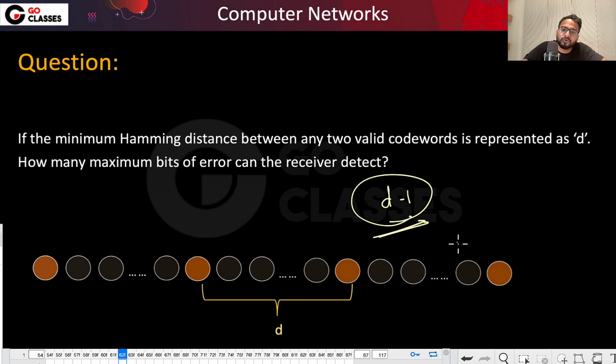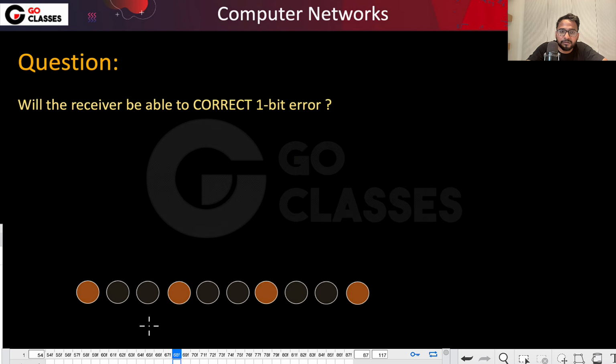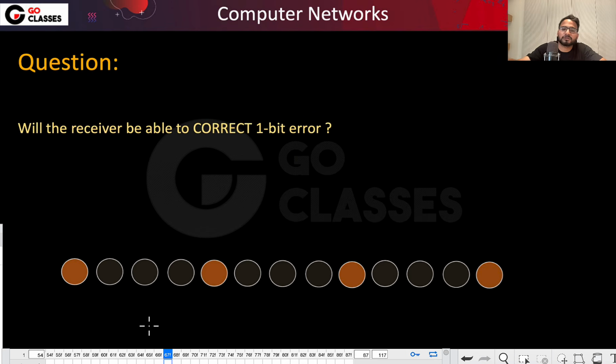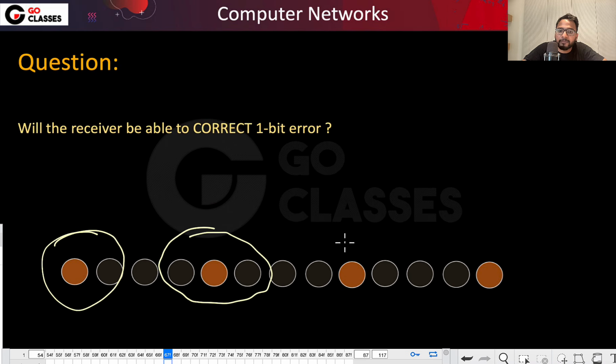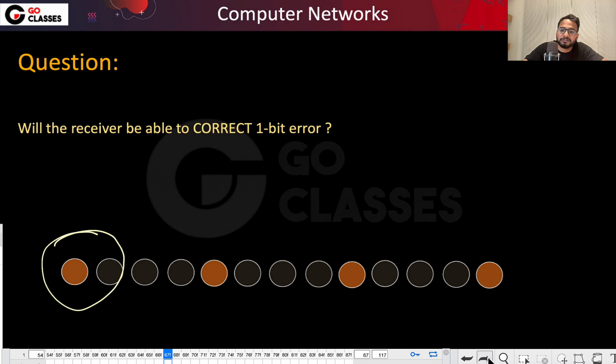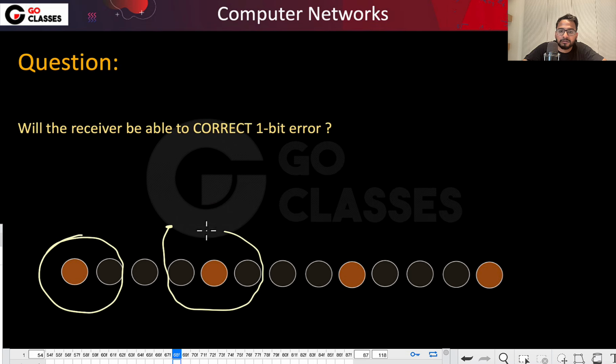But if I ask you in the same question, how many can you correct? Let's solve this question. Will you be able to correct one bit of error? See, for one bit, obviously there is no problem. I mean, the set of invalids are completely separate, right? Yes, I can correct one bit of error. So the answer is yes. Since this is non-overlapping, the answer is yes.